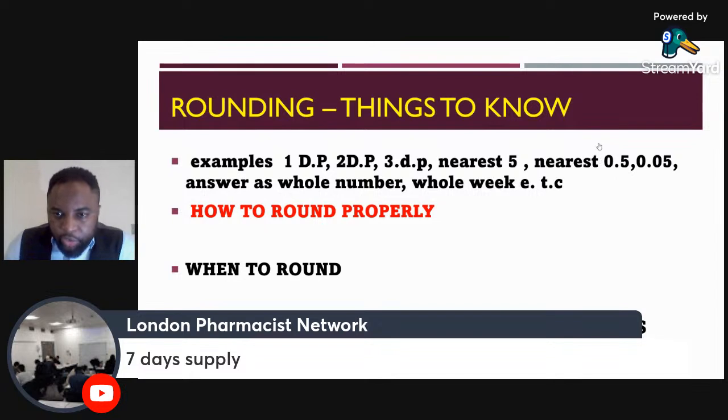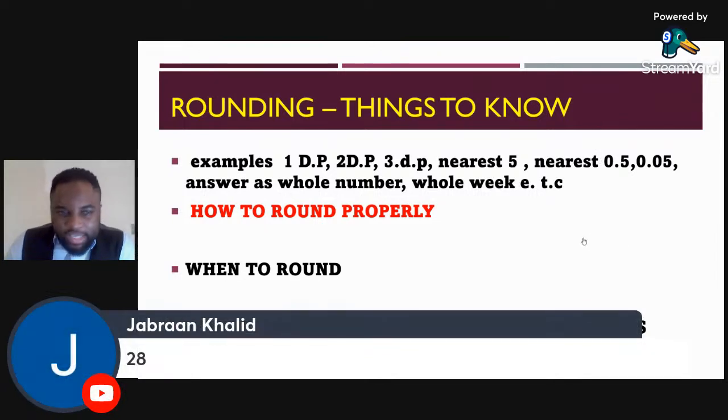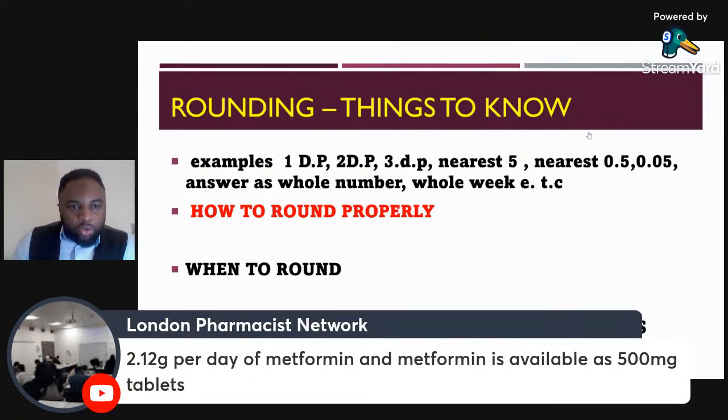Okay, good. So the correct answer to this question is 28 tablets. A patient needs 2.12 grams of metformin, but you only have 500 milligrams modified release metformin tablets. We can't split these tablets. So you have to give the number of 500 milligram tablets that will give you the closest to that number.